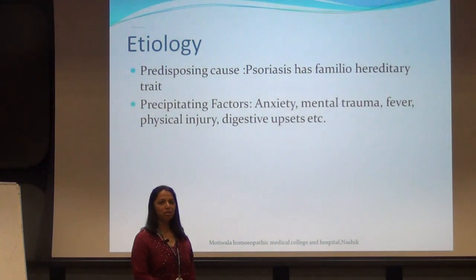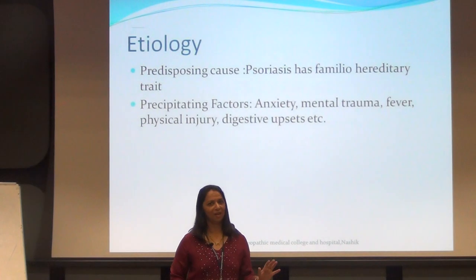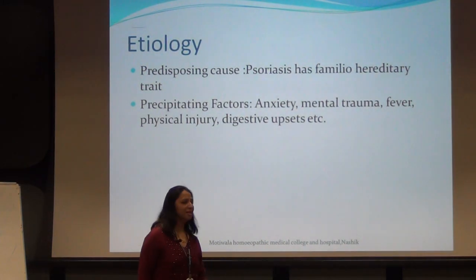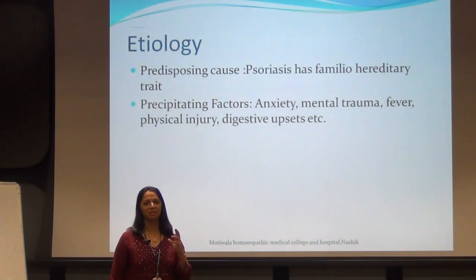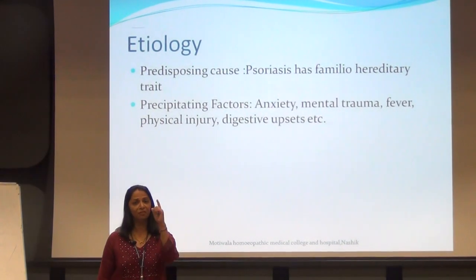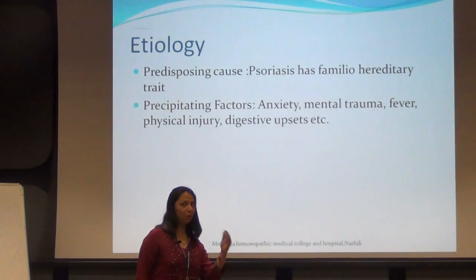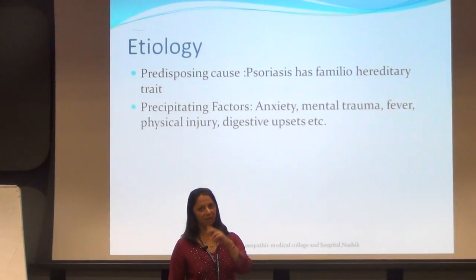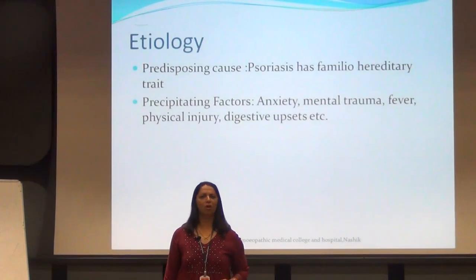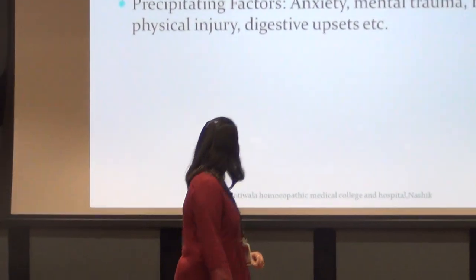Let us come to etiology. What is the cause of psoriasis? Friends, the cause of psoriasis is not clearly understood. But it has been postulated that psoriasis has a familial hereditary trait. It has been seen that if one parent suffers from psoriasis, there are 30% chances that the offspring will have psoriasis. And if both parents suffer from psoriasis, then the offspring have 60% chances of having psoriasis.